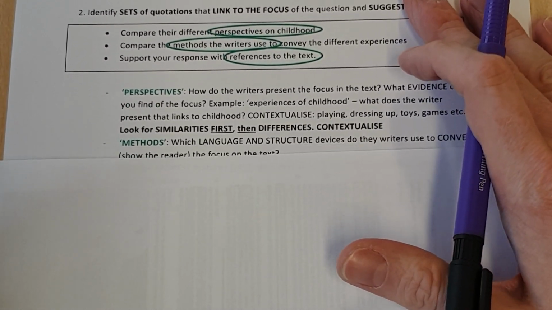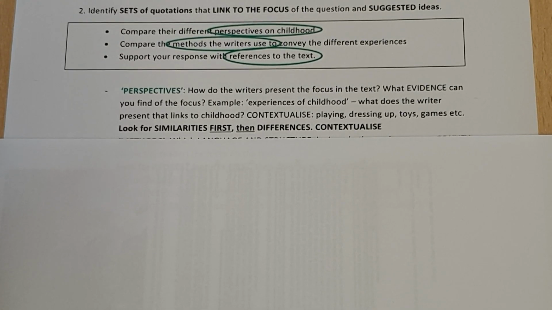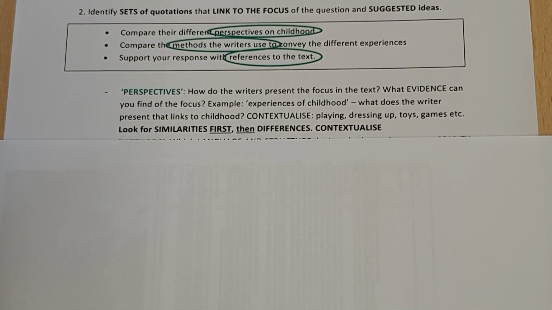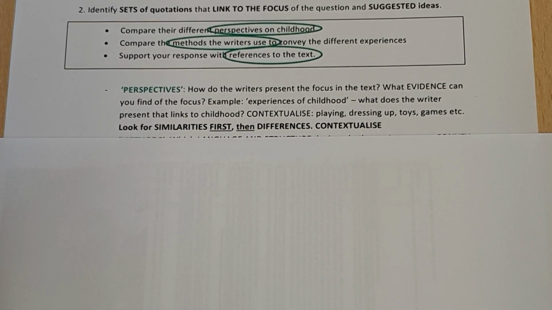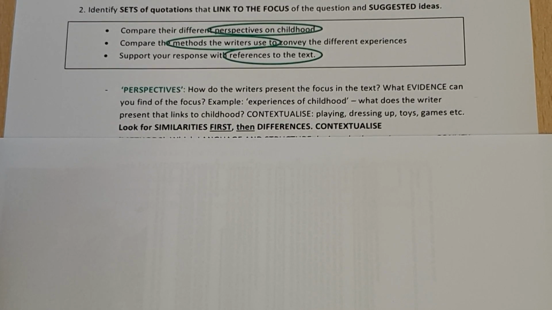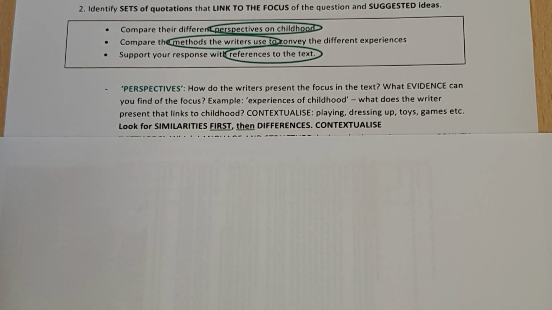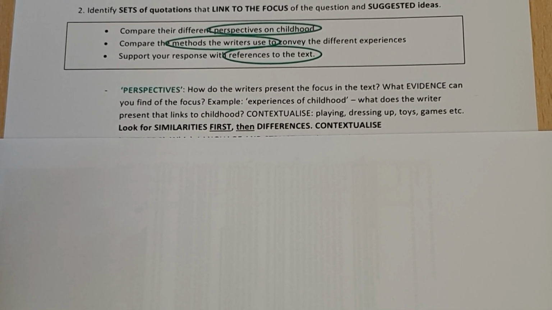So perspectives, first of all. How do the writers present the focus of the text? What evidence can you find of that focus? So again, experiences of childhood. What does the writer present that links to childhood? Again, think of that contextualization. Childhood is about playing, is about dressing up, is about toys and games, various different things. Again, look for those similarities first and then the differences, and don't forget to contextualize in terms of the focus of the question.